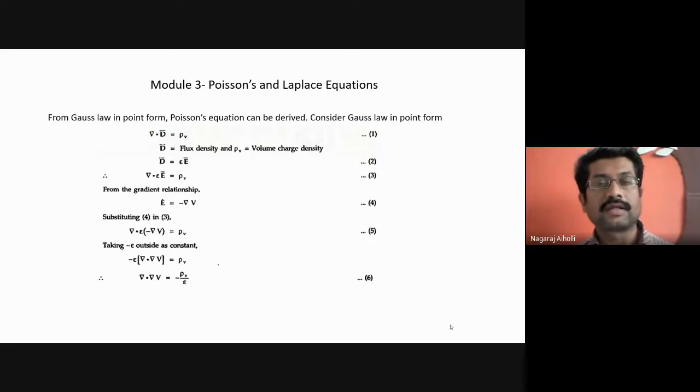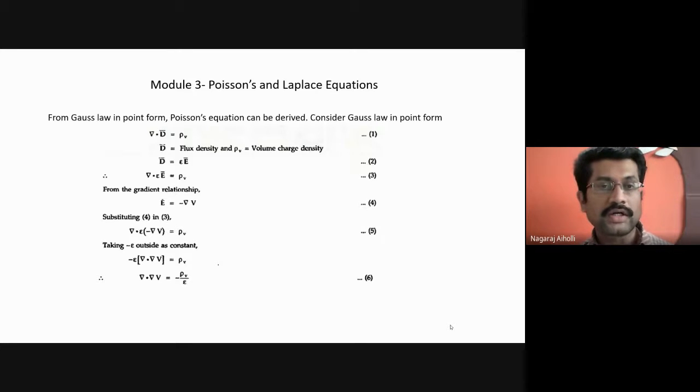In this particular module, we'll be deriving these two equations, Poisson's and Laplace equations, and then after deriving these equations, we will be using the fundamentals that we obtain from them in the other topics that we are going to study in this module, the application part of the Poisson's and Laplace equations. This is the idea behind the Poisson's and the Laplace equations.